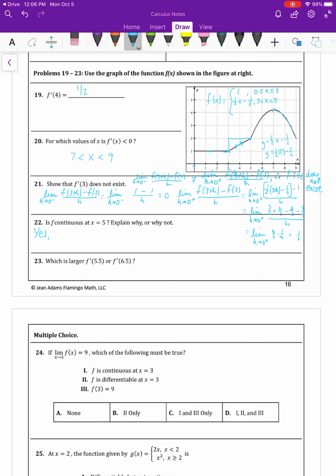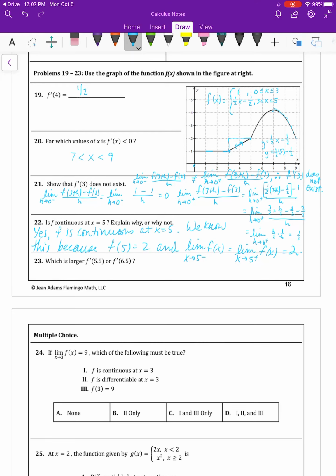We learned this when we were talking about how to write the response to a free response. Yes, f is continuous at x equals 5. We know this because f of 5 equals 2, and the limit as x approaches 5 from the left is equal to the limit as x approaches 5 from the right, which is equal to 2.